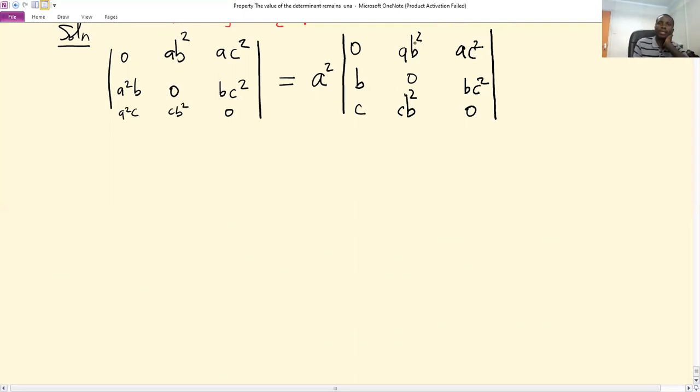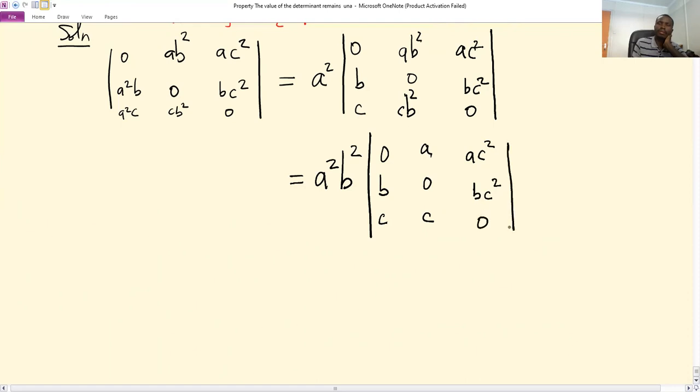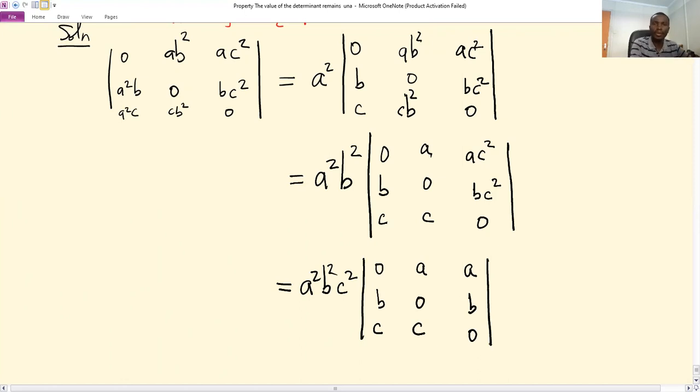Now, when you go to the second column, you see also b squared is common. So we factor out b squared, so it'll be a squared b squared, determinant of 0, b, c, a, 0, c. Now we keep this one. Now, when we go to the third column, we see c is a common factor to all these elements. So we factor out, so a squared, b squared, c squared, determinant of 0, b, c, a, 0, c. Now this will give us a, b, 0. So up to that point, we have just been playing with factorization of a scalar that is common to columns.